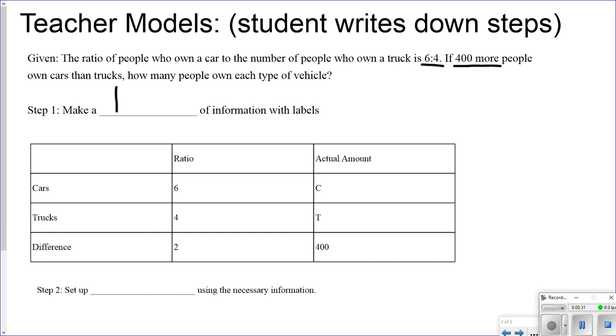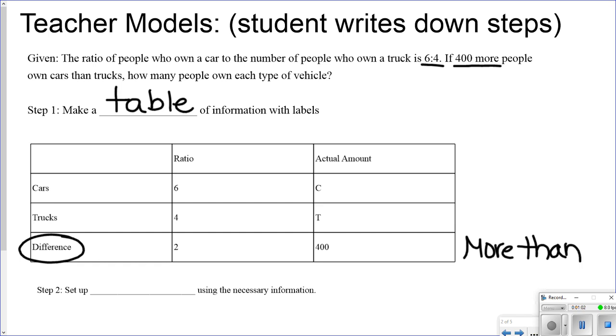Step 1, we're going to make a table of information with labels. It's extremely important, again, to continue to label your tables. So the cars ratio is 6 to the trucks ratio of 4. I have a C and a T, and you will notice I have a new category here in my table, and it is difference today. It's not total. So the difference is where we will put our "more than" information from the problem, and this time we will subtract our two ratios, and that's where we get the difference in the ratio, which is 2.